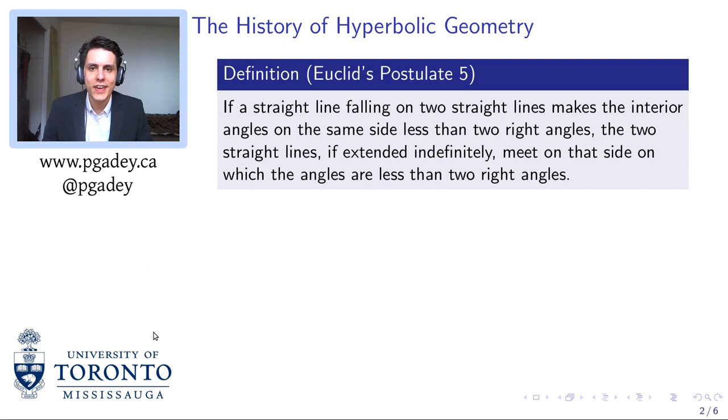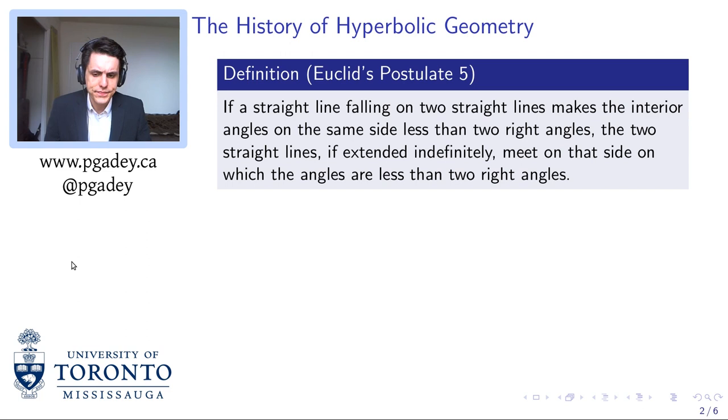Right, when we look at Euclid's fifth postulate, we see a much more complicated statement. If a straight line falling on two straight lines makes the interior angles on the same side less than two right angles, the two straight lines, if extended indefinitely, meet on that side on which the angles are less than two right angles. Ooh. There's a lot going on in this statement. Clearly, Euclid's fifth postulate is sort of more sophisticated than the other four, right? This is saying a lot more than the other four postulates were saying. So let's have a look at this.